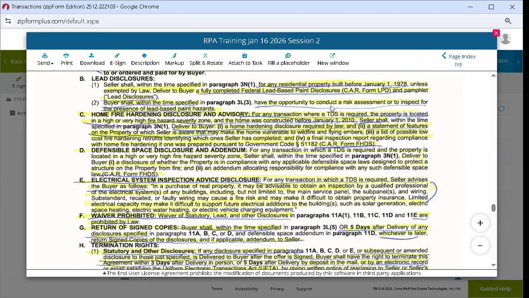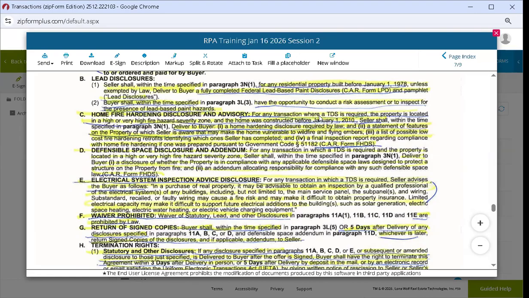So buyer has the opportunity within the contingency period time to conduct a risk assessment, and so they can look for the presence of lead-based paint if they so desire. Home fire hardening disclosure and advisory. For any transaction where a TDS is required and a property is located in a high or very high fire zone.